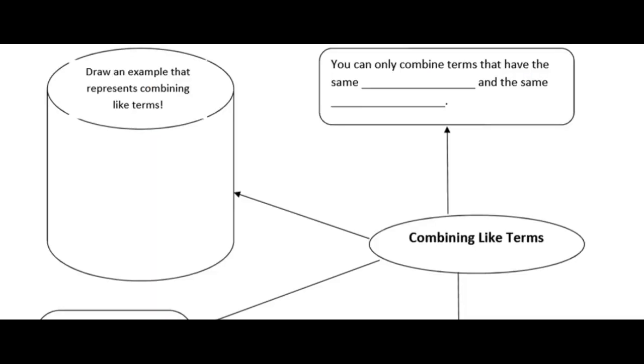Now let's look at combining like terms. When we're looking at combining like terms, we have to look at terms that have the same variable or variables and the same power. So they have to have the same exponent on that variable.